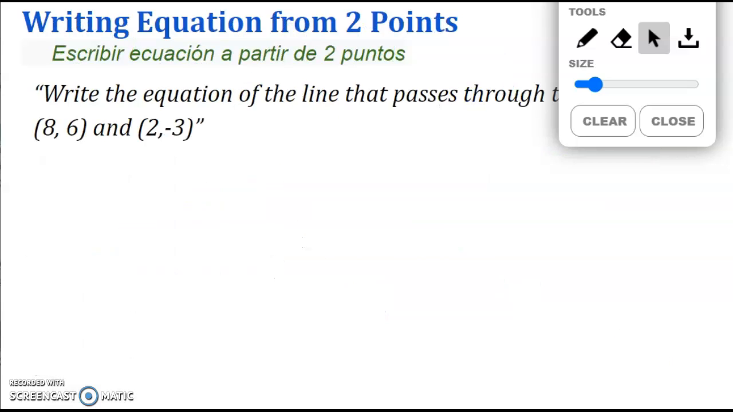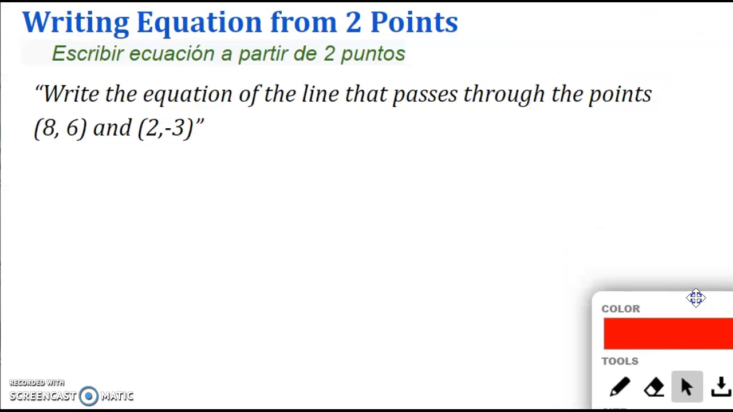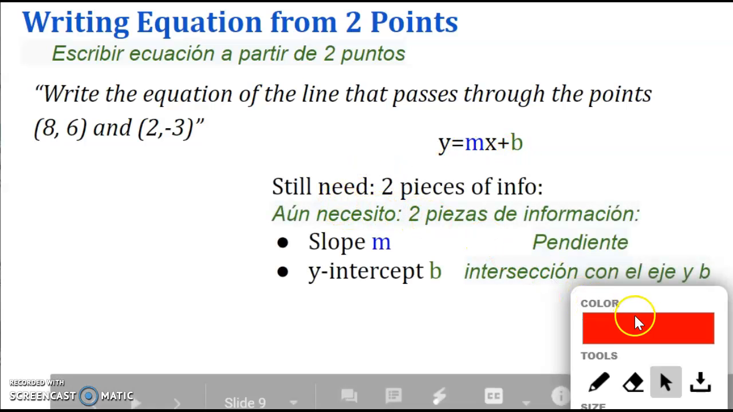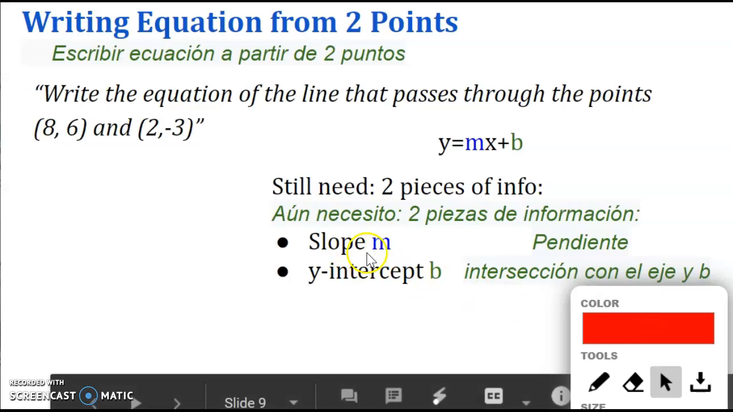Okay, so now this time we're going to shift gears a little bit. What if we're told to write an equation from 2 points? So you know how to write an equation from a graph. Can you do that from 2 points? Write an equation of the line that passes through the points (8, 6) and (2, negative 3). Remember, the first number is always the x value. The second number of the coordinate is the y value. So we are trying to find the equation that is going to be in the form of y is equal to mx plus b. That means we still need the two pieces of information, the slope and the y-intercept. So how do I do that?